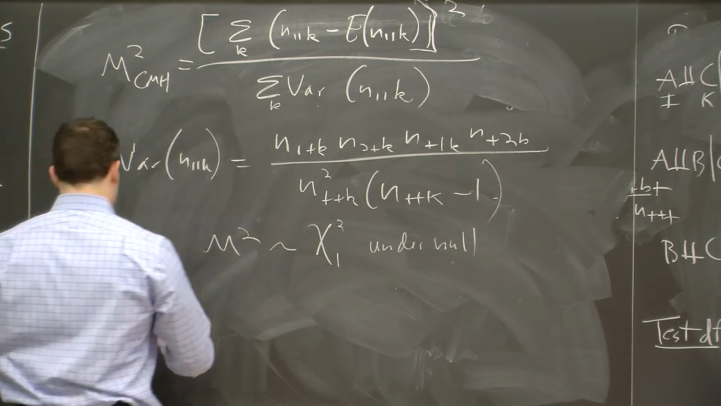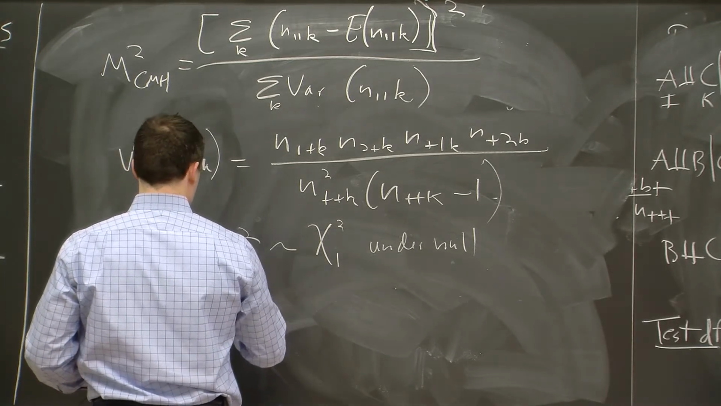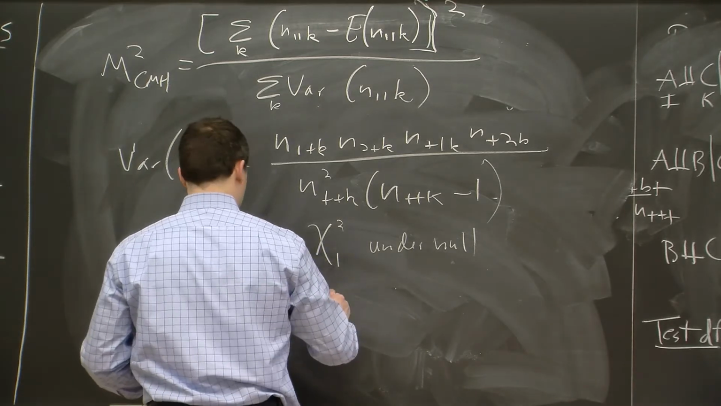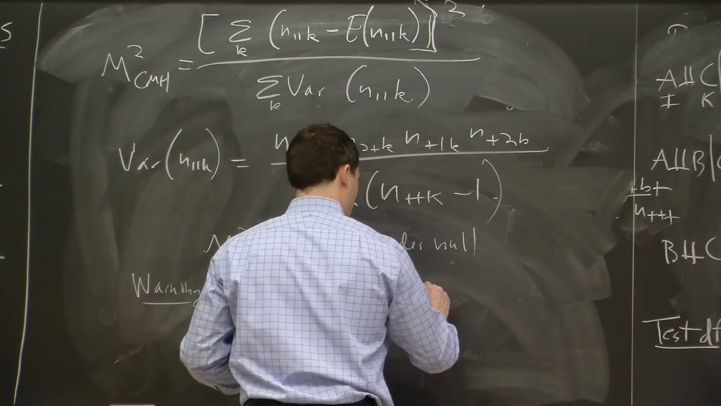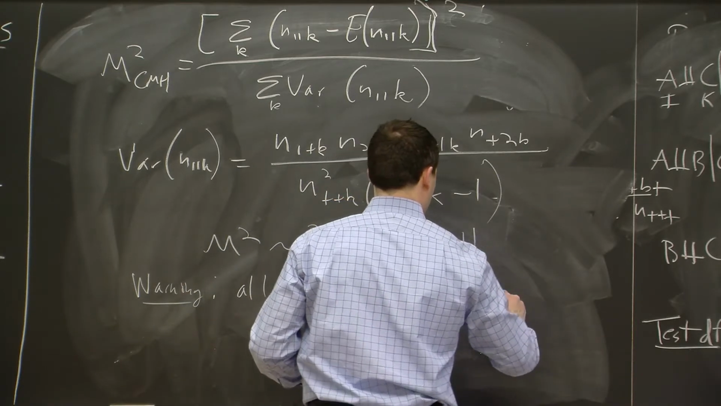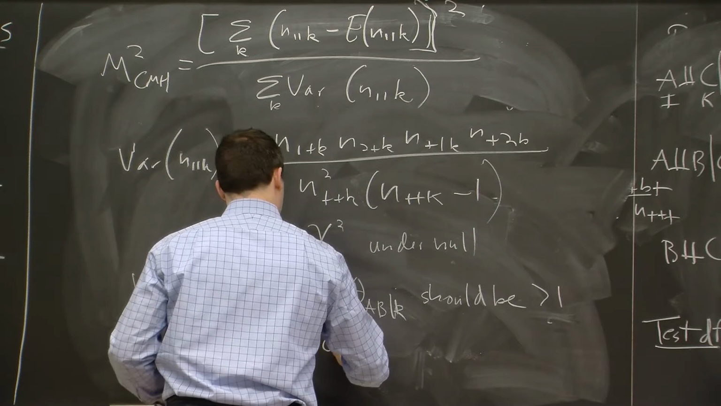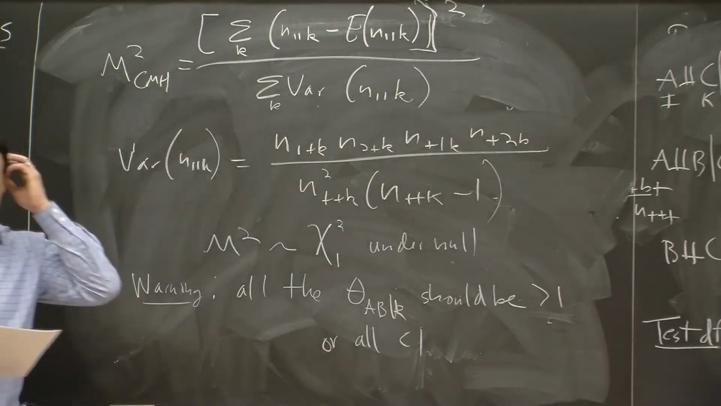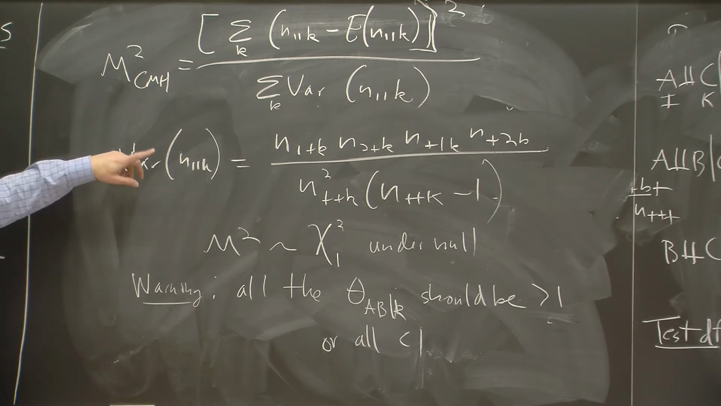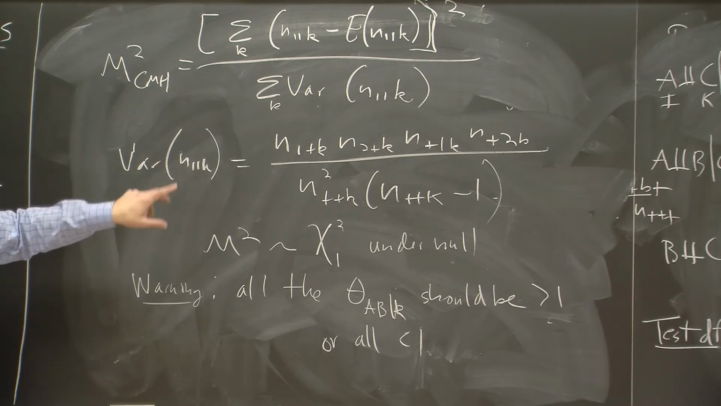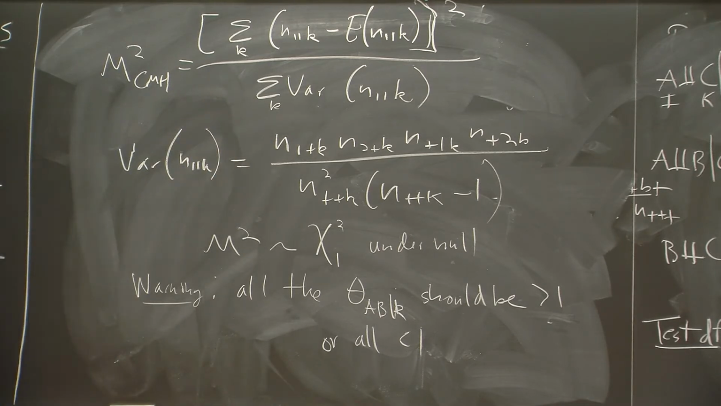And there's a warning, which is that this test doesn't work unless all the odds ratios go in the same direction. So all the odds ratios should either be greater than 1 or less than 1. Practically, what does that mean? If I ask you on a question to compute the Cochran-Mantel-Haenszel test of conditional independence, part of your answer should be checking that all the odds ratios are in the same direction, because otherwise the statistic doesn't behave correctly.